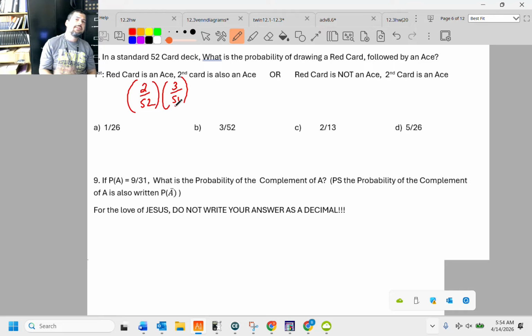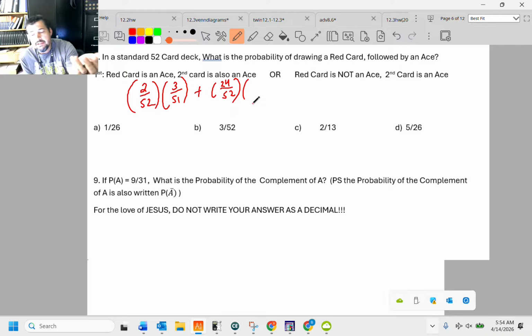But there's only 3 aces in 51 cards. Or scenario 2, the red card is not an ace. Now there are 24 red cards that are not aces in a deck of cards. And then the second card is an ace. Well, since I haven't actually pulled an ace, there's still 4 in 51 left over.